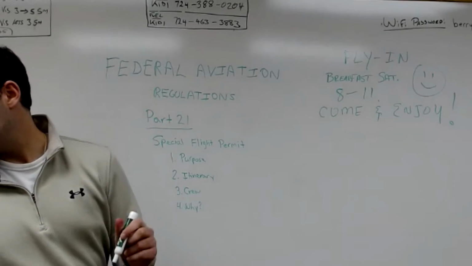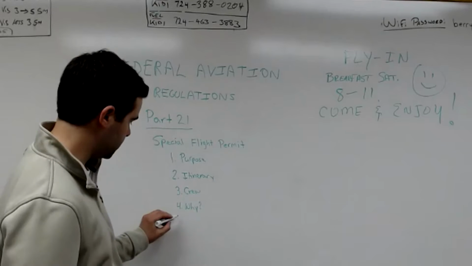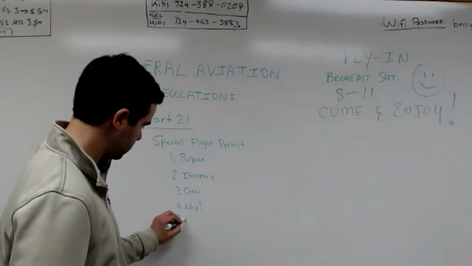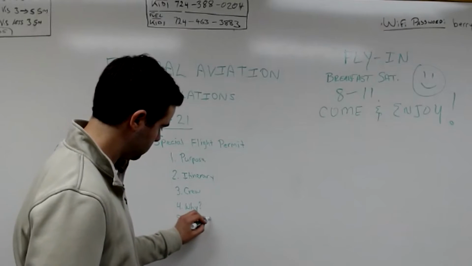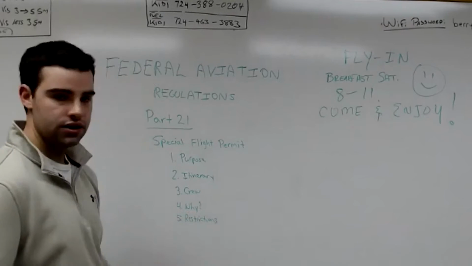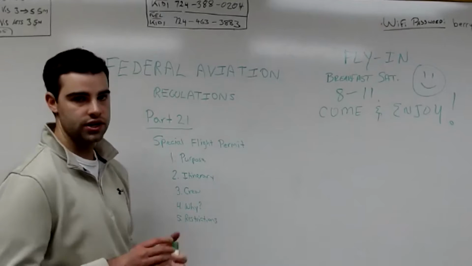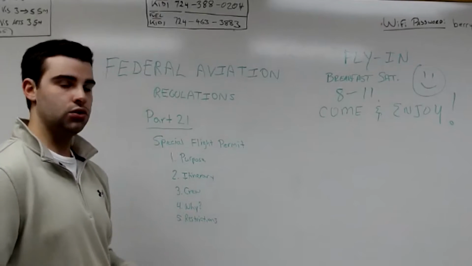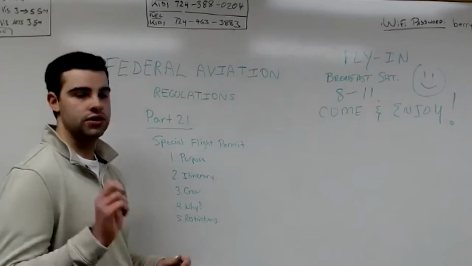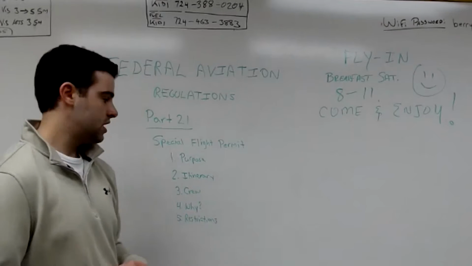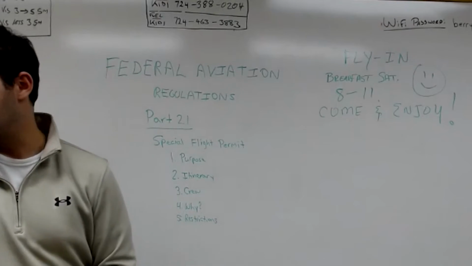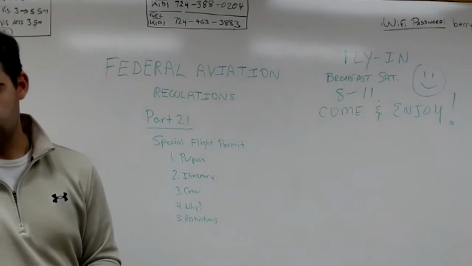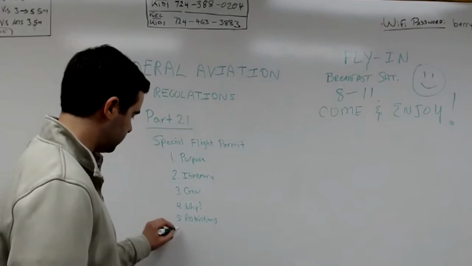And let's see here. That's the next one, actually, restrictions. So you would just have to put that down as a restriction, as in I'm going to fly this airplane with the gear down, or, let's say the door won't properly latch, I'm going to have to fly it with the latch unlatched, what have you. That's what would require the special flight permit. And finally, any other pertinent information.